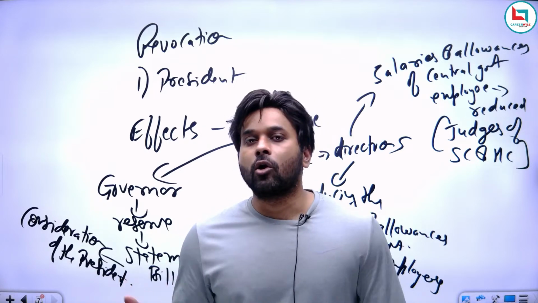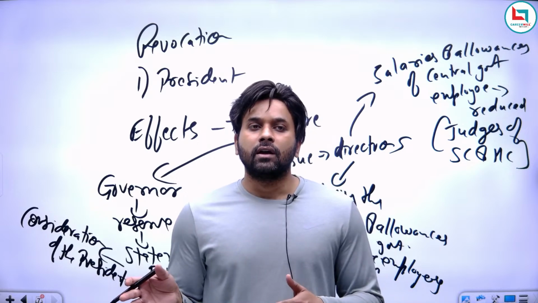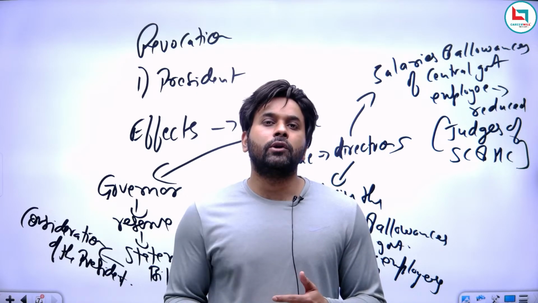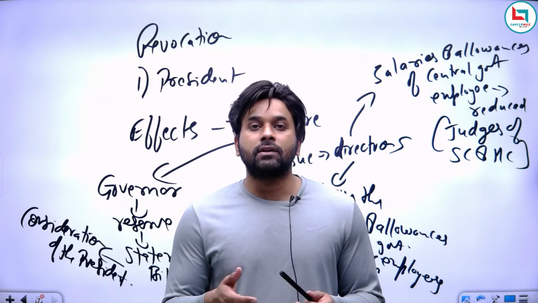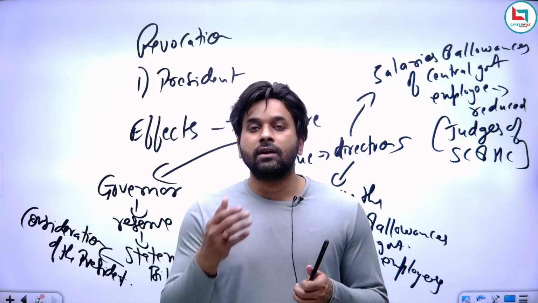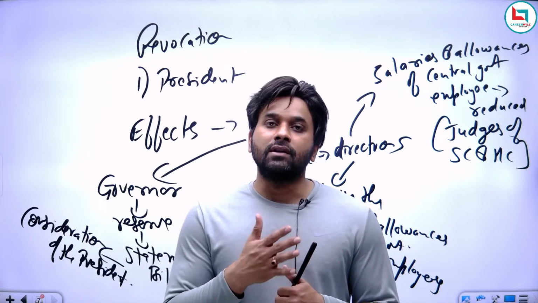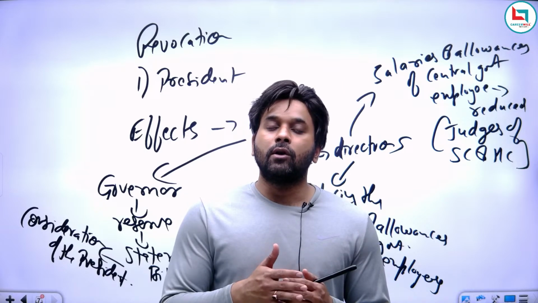Under normal circumstances, the central government does not interfere in the functioning of the state, but in the case of a financial emergency, it is definitely going to interfere. So with this we are done with the financial emergency, and now we can make a chart. With this chart, we will understand the difference between all three emergencies, especially about their approval.